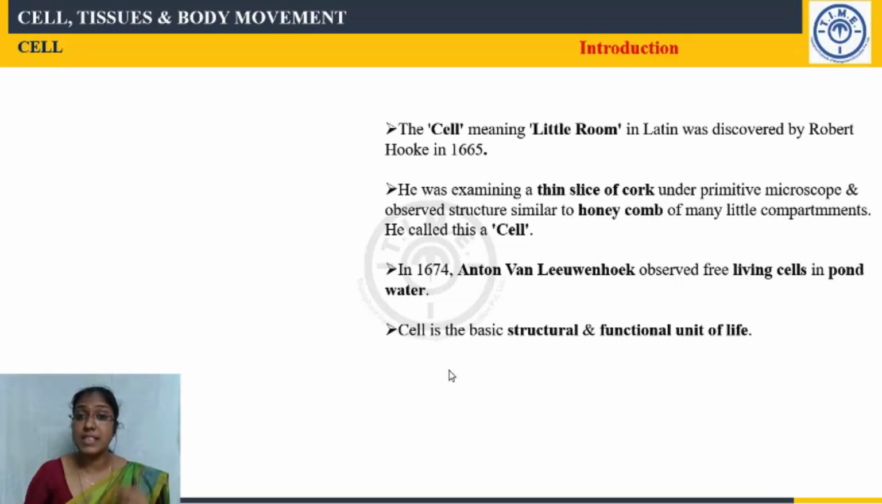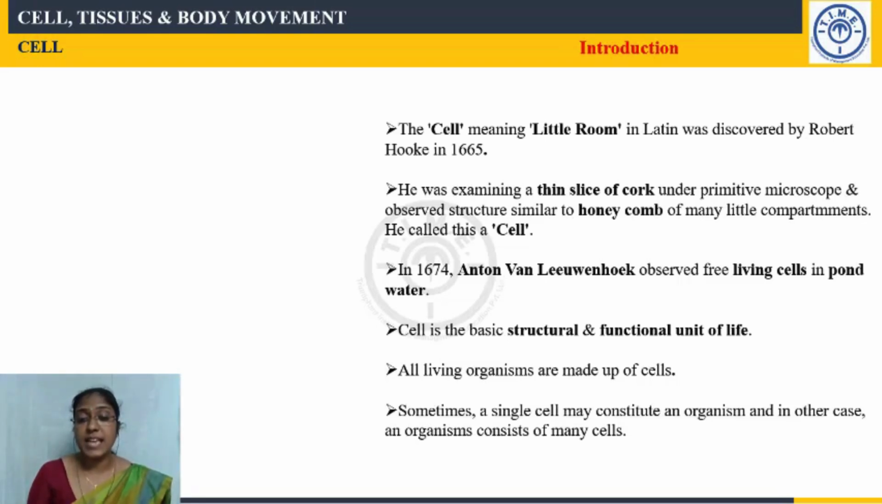Every organism is made of cells, the structural unit, and that cell itself is the functional unit of life. All living organisms are made of cells. Sometimes a single cell may constitute an organism, and in other cases an organism consists of many cells. In the case of amoeba, the single cell itself is their body. In our case, we have millions and millions of cells.